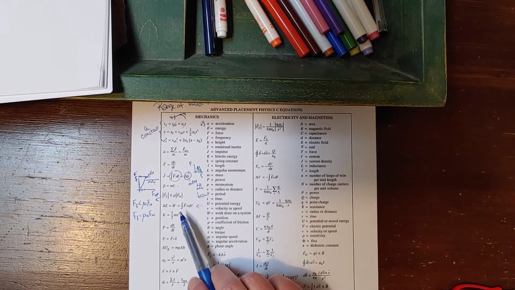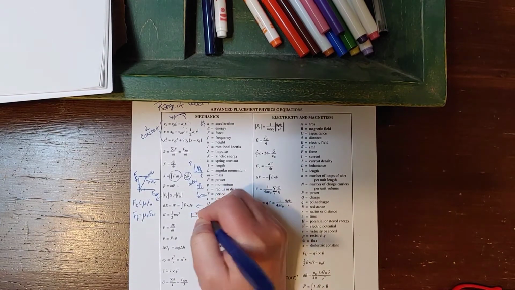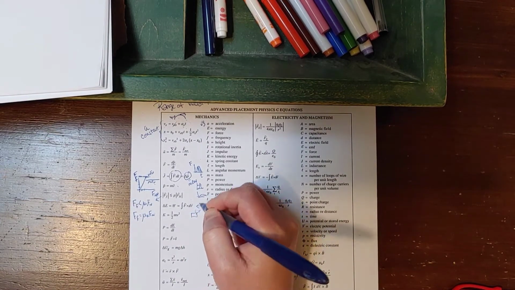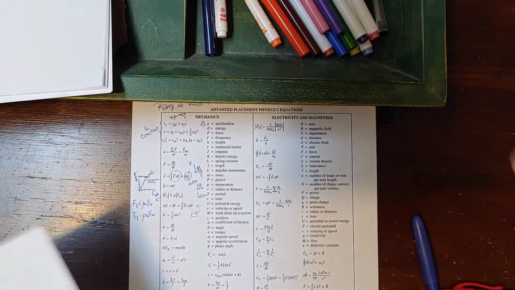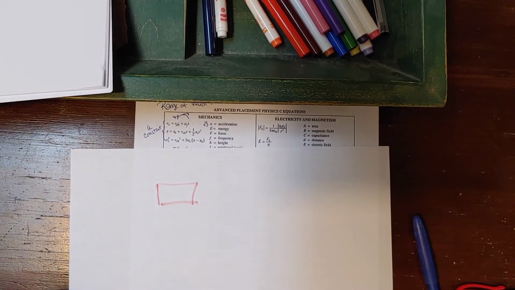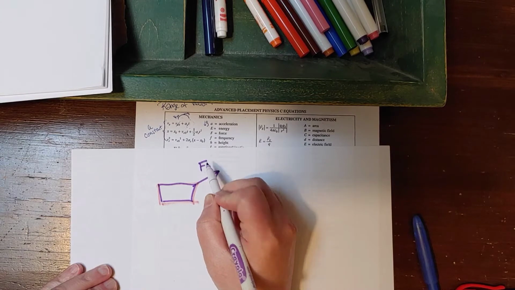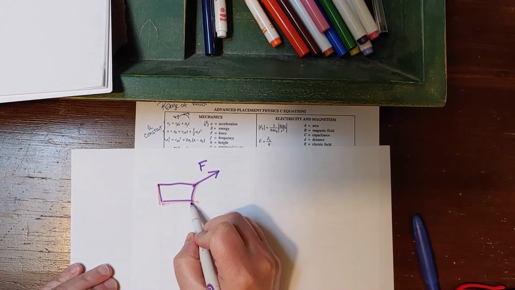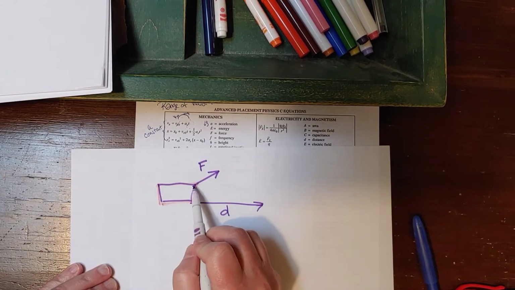If the force is constant, right, so let's say we have a box, and oh, my pen is dying. Here, I'm going to get a new piece of paper. Okay. Let's say we have, are you kidding? There we go.